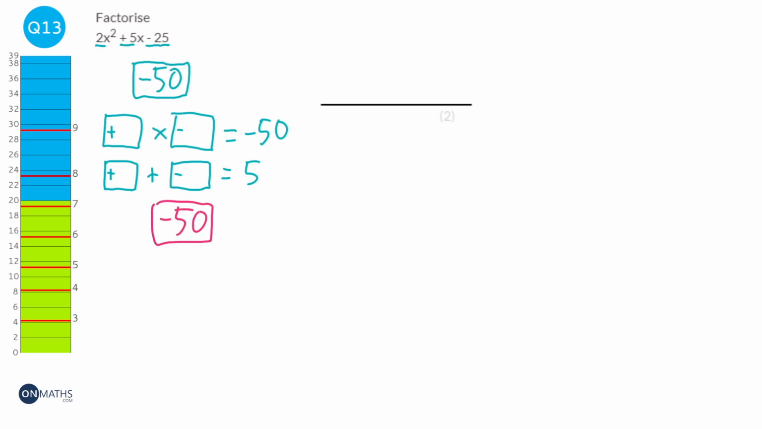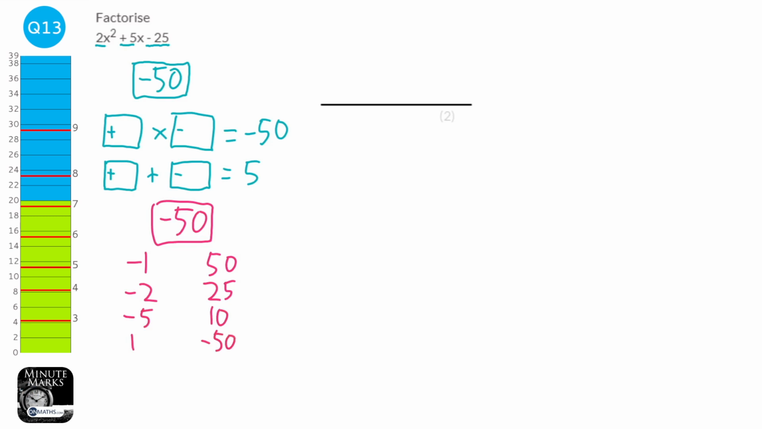So we've got, let's have a think, we've got -1 and 50. We've got -2 and 25. We've got -5 and 10. And then we've just got the exact same things but the other way around. So 2 and -25 and 5 and -10. You don't need to write all of these down. If you know what the answer is going to be, you can just go straight there.